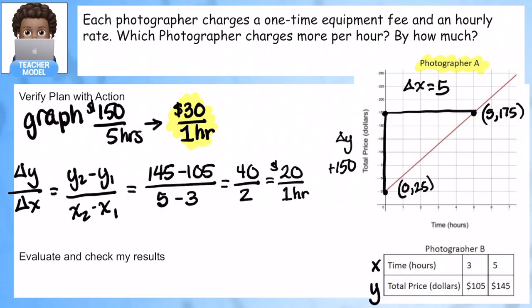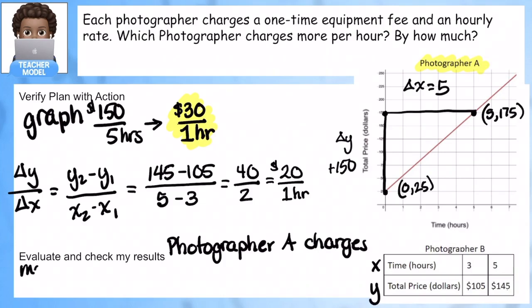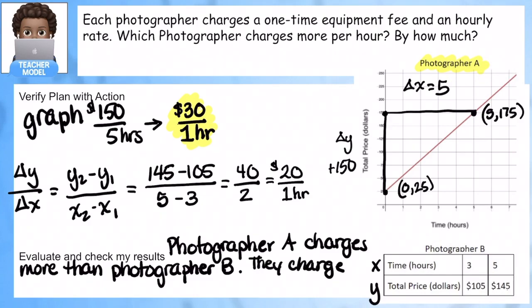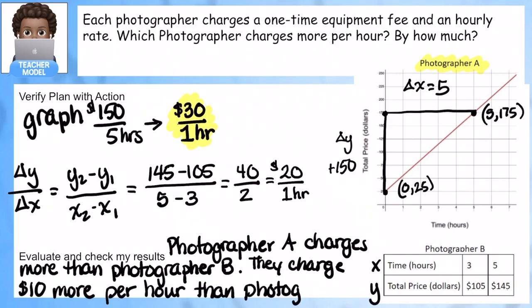So let's write this down. Which photographer charges more? Photographer A charges more than photographer B. They charge $10 more per hour than photographer B. And there you have it.